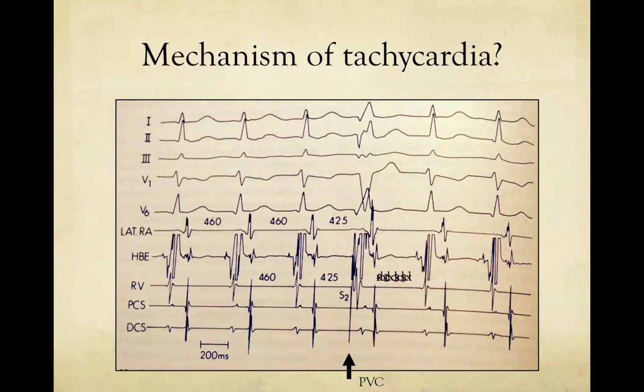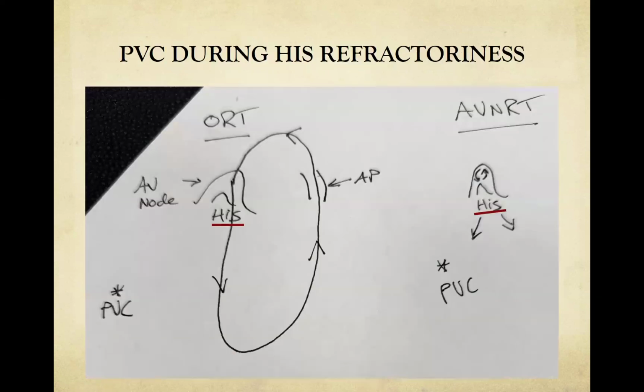Now we have a PVC during tachycardia. PVCs during His refractoriness, which we reviewed a long time ago now, can help us distinguish between AVNRT and ORT, and I'll show you. So this is an example of ORT. In ORT, we're going from the atrium to the ventricle, through the AV node and His-Purkinje system down to the ventricle, and then, of course, back up the accessory pathway to the atrium, and so on and so forth. This is the pattern of SVT.